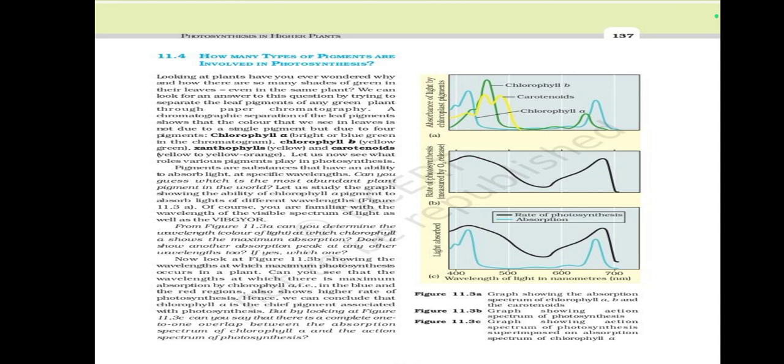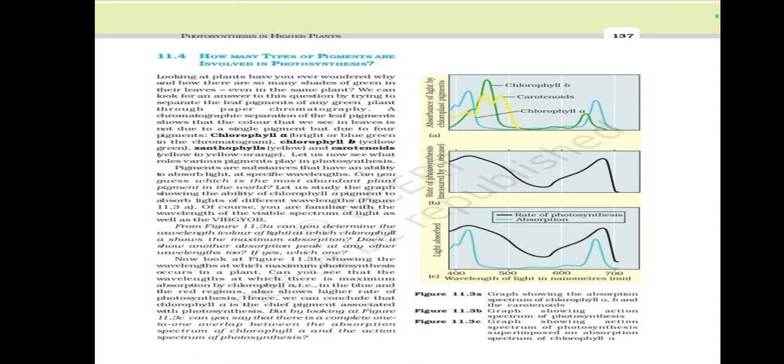Pigments are substances that have an ability to absorb light at specific wavelengths. Can you guess which is the most abundant plant pigment in the world? Let us study the graph showing the ability of chlorophyll a to absorb light of different wavelengths, Figure 11.3a. Of course, you are familiar with the wavelengths of the visible spectrum of light, as well as VIBGYOR.